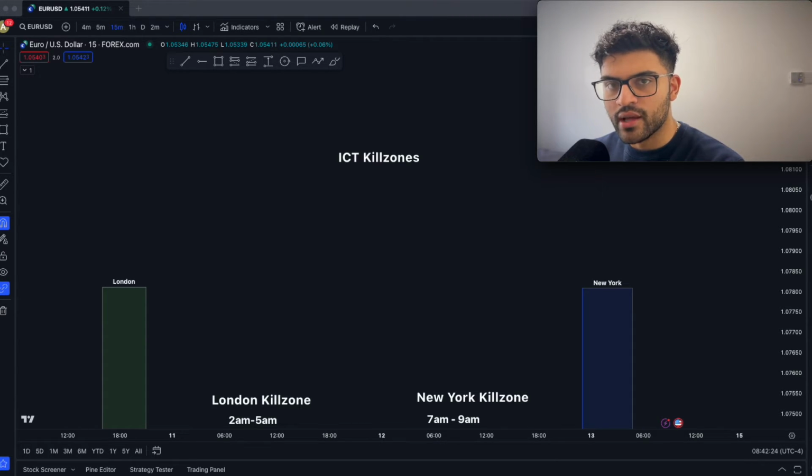So there's mainly two that I want to cover: the London kill zone and the New York kill zone. I personally trade London, so the London kill zone is something I'm more familiar with, but I will touch upon the New York kill zone too for you guys.